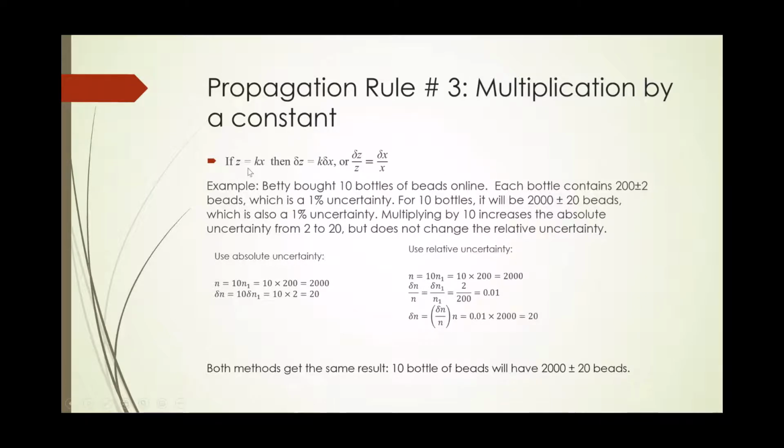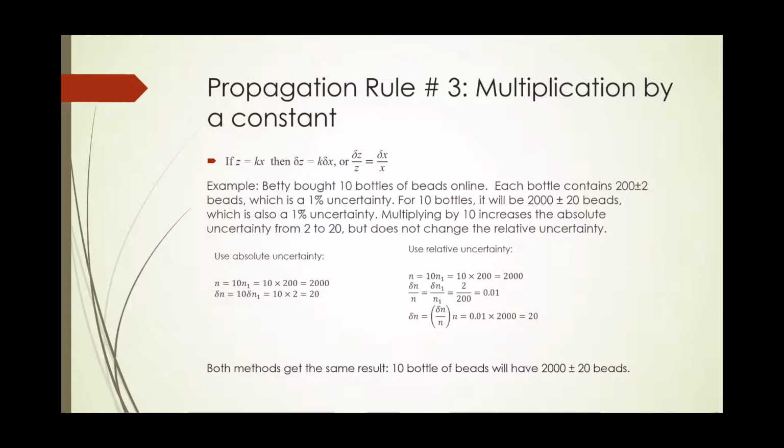When z is kx and k is a constant, by constant I mean that k has no uncertainty, then you can either calculate the absolute uncertainty, delta z is k times delta x, or you can calculate the relative uncertainty, delta z over z is delta x over x, and there's no k here. You may wonder, where is k?